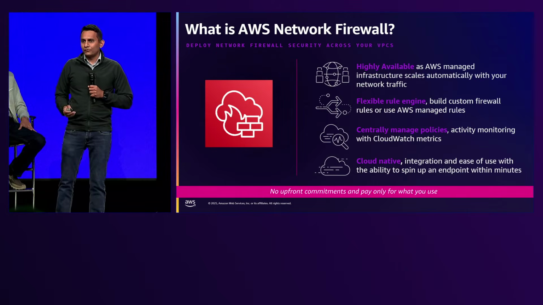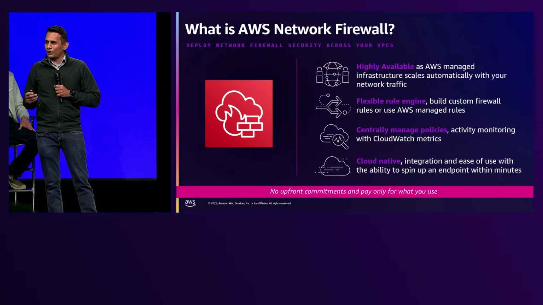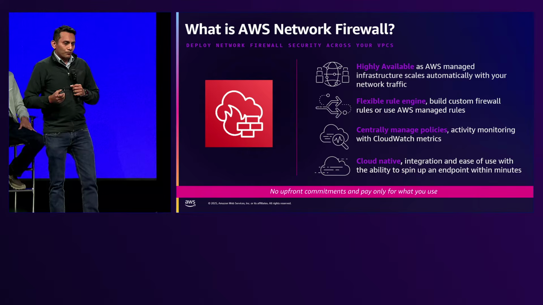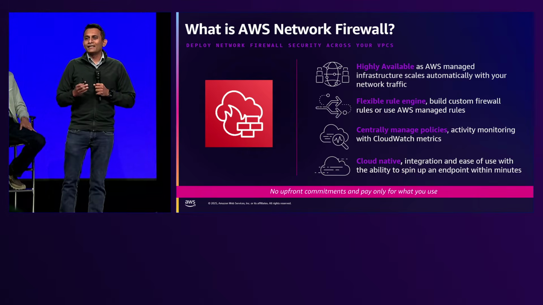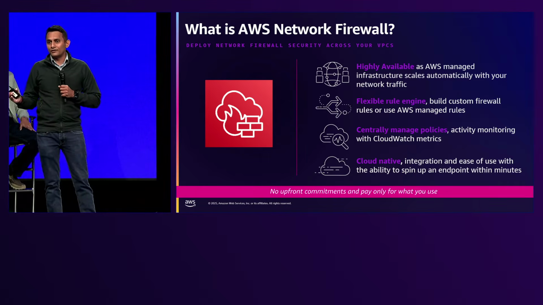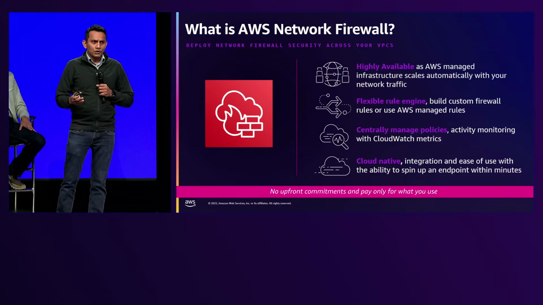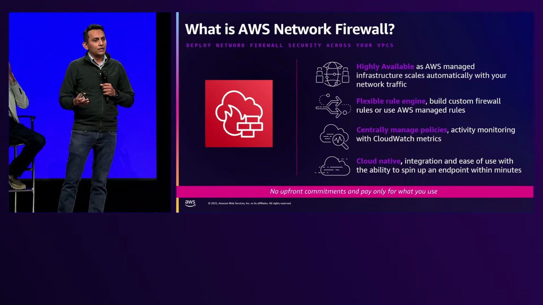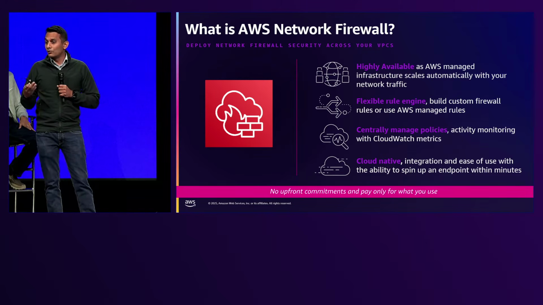It is a managed service that allows you to deploy essential network security protocols on your VPC traffic. So the service automatically scales up to 100 Gbps per availability zone based on your traffic volume, which means you don't have to worry about managing the security infrastructure of the firewall, as well as you don't have to worry about any of the software maintenance that is needed on the firewall.